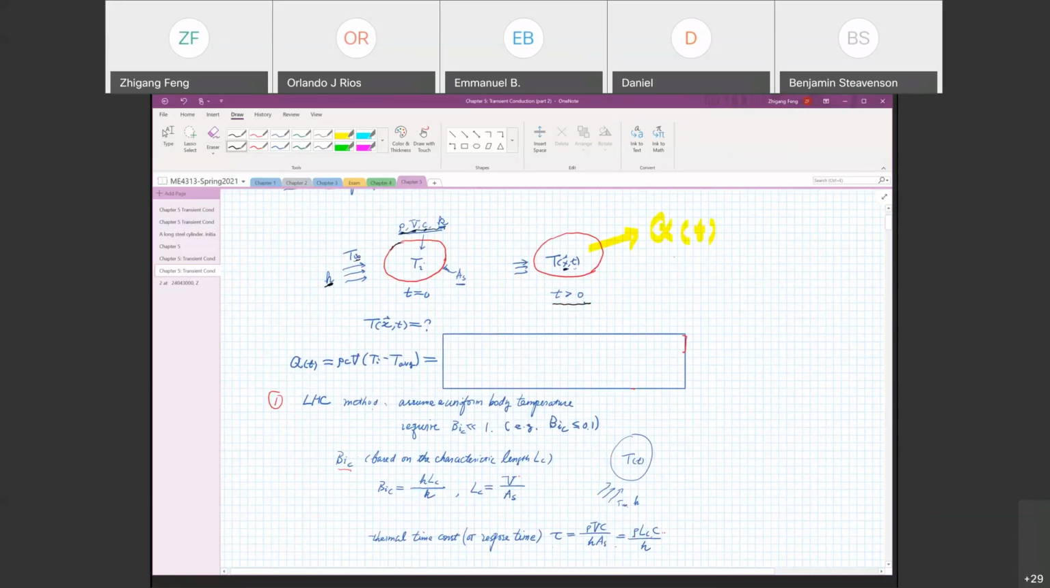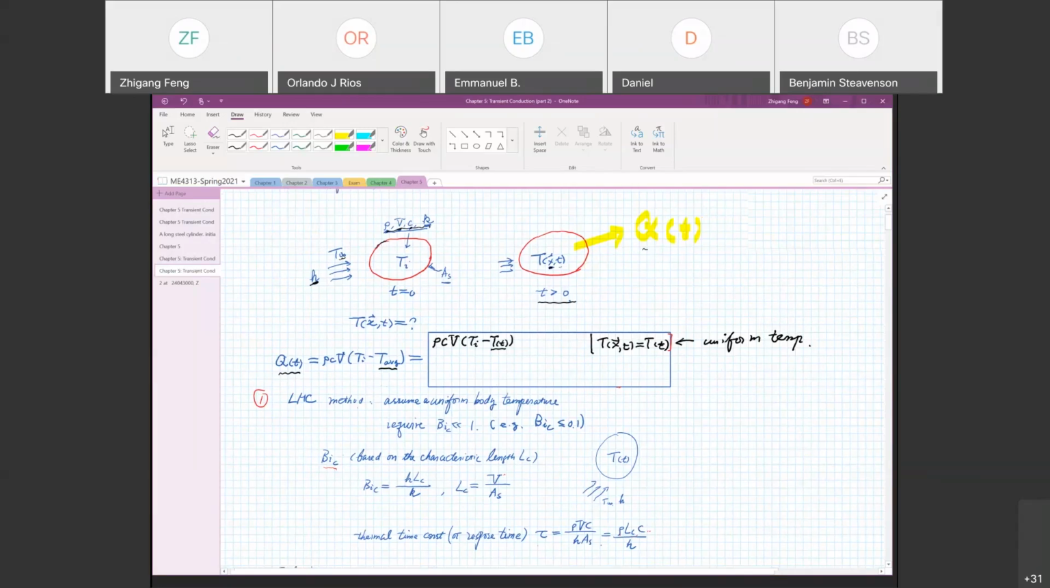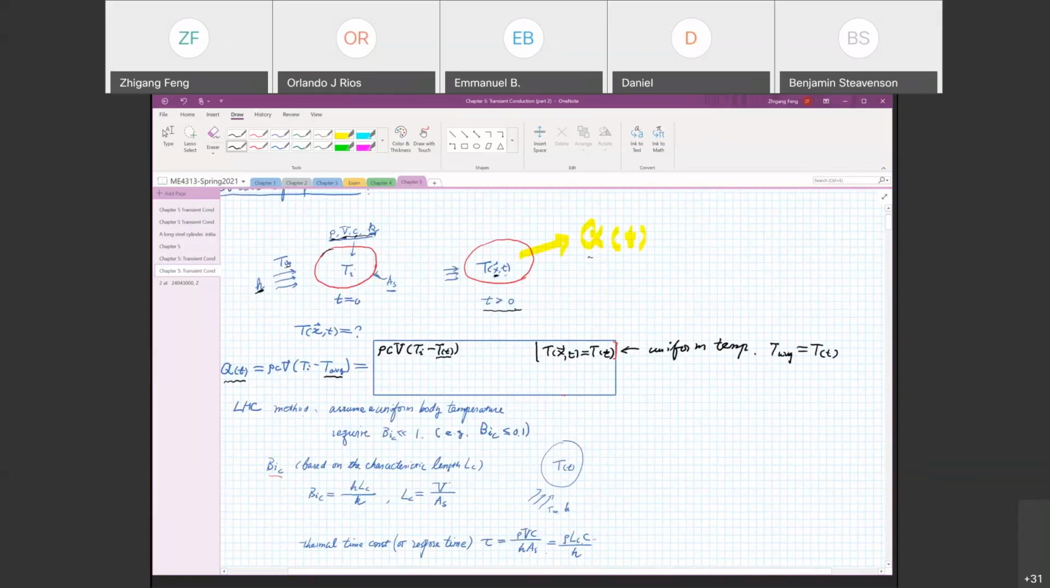To find the heat being transferred, Q(t), if the body has a uniform temperature, so T at any location x is independent of position, so T is only a function of time. So that's a uniform temperature assumption. If that's the case, then the amount of heat being transferred is simply equal to rho C multiplied by volume multiplied by T initial minus T at that time instant. And this T is also equal to the T average because the body has a uniform temperature, so the average temperature is equal to the temperature T itself. Okay?